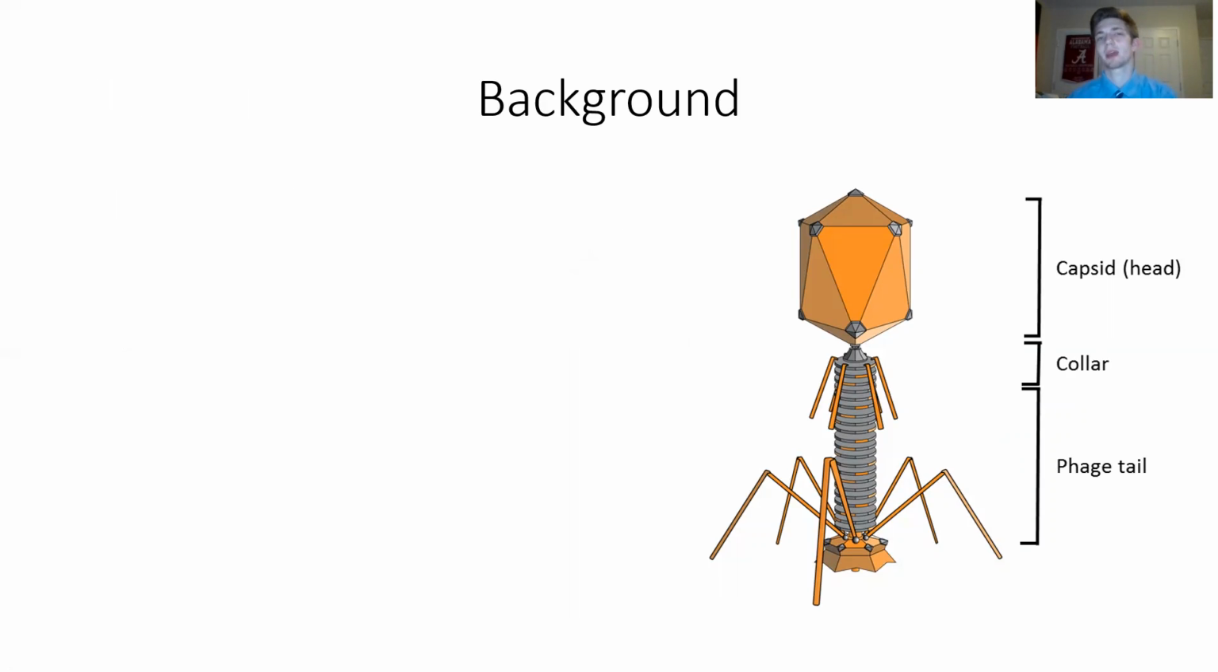And bacteriophages are made essentially out of three main pieces: the capsid, or the head, that contains the genetic code of that virus, the collar that attaches the head to the tail, and the tail, which is essentially this hollow tube that the DNA goes through when it's injected into the cell.